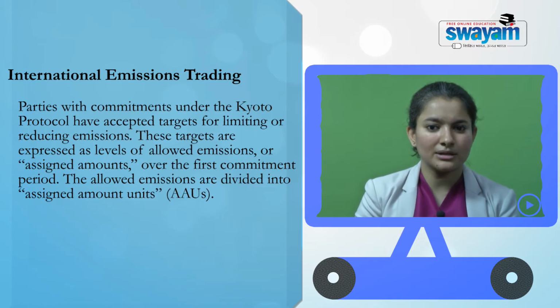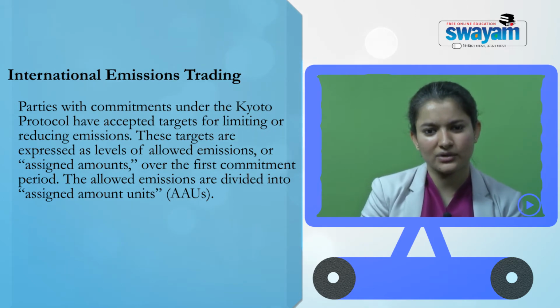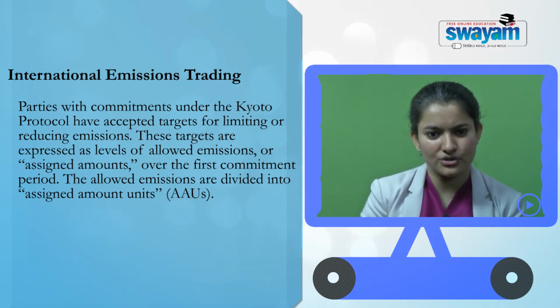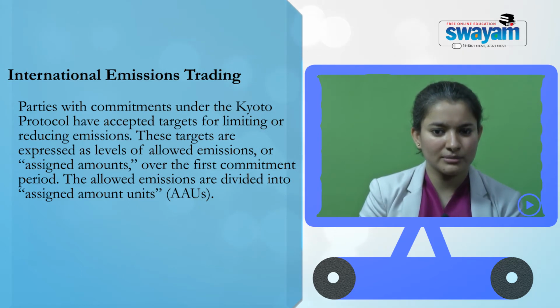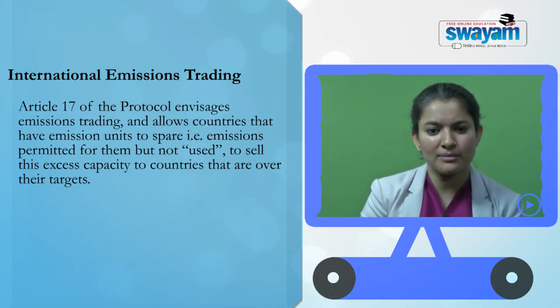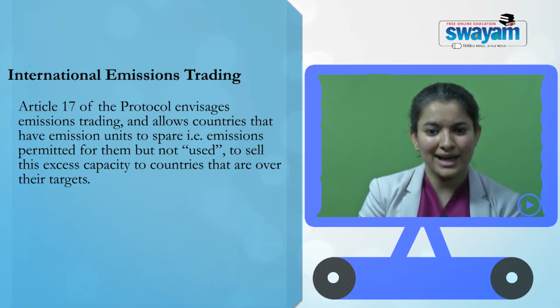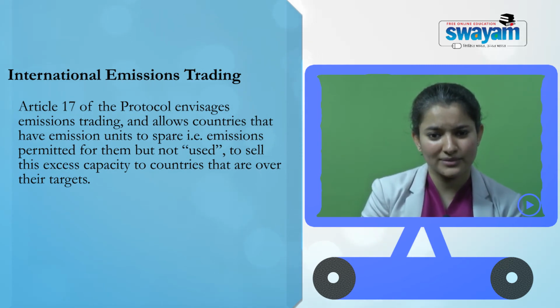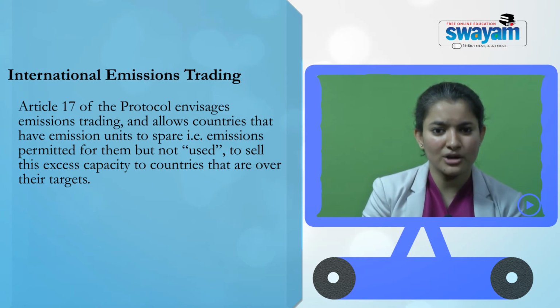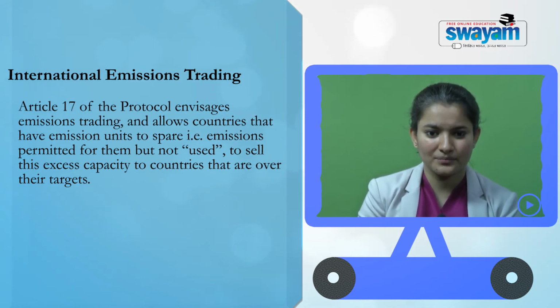Under the International Emissions Trading Mechanism, parties with commitments under the Kyoto Protocol have accepted targets for limiting or reducing emissions. These targets are expressed as levels of allowed emissions or assigned amounts over the first commitment period. The allowed emissions are further divided into assigned amount units or AAUs. Article 17 of the protocol envisages emissions trading and allows countries that have emission units to spare, that is, emissions permitted for them but not used, to sell this excess capacity to countries that have gone over their targets.